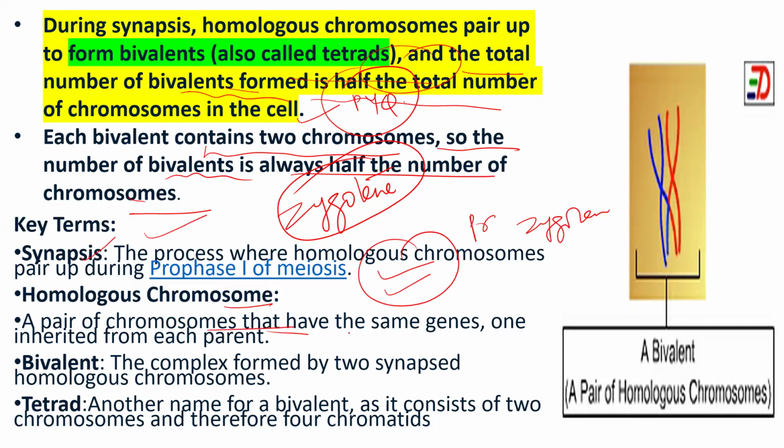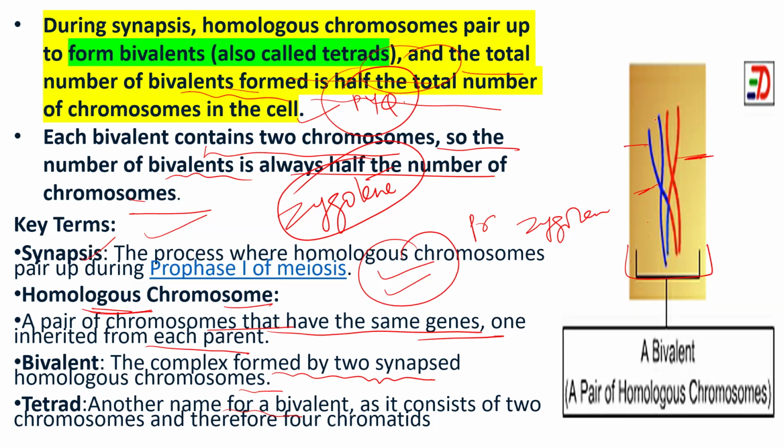Homologous chromosomes are a pair of chromosomes that have the same genes, one inherited from mother and one from father. Bivalent means the complex formed by two synapsed homologous chromosomes. A bivalent is also known as a tetrad because it consists of two chromosomes, meaning two chromatids each. Look at the image, one from father, one from mother. It is a pair of homologous chromosomes, so it consists of two chromosomes.